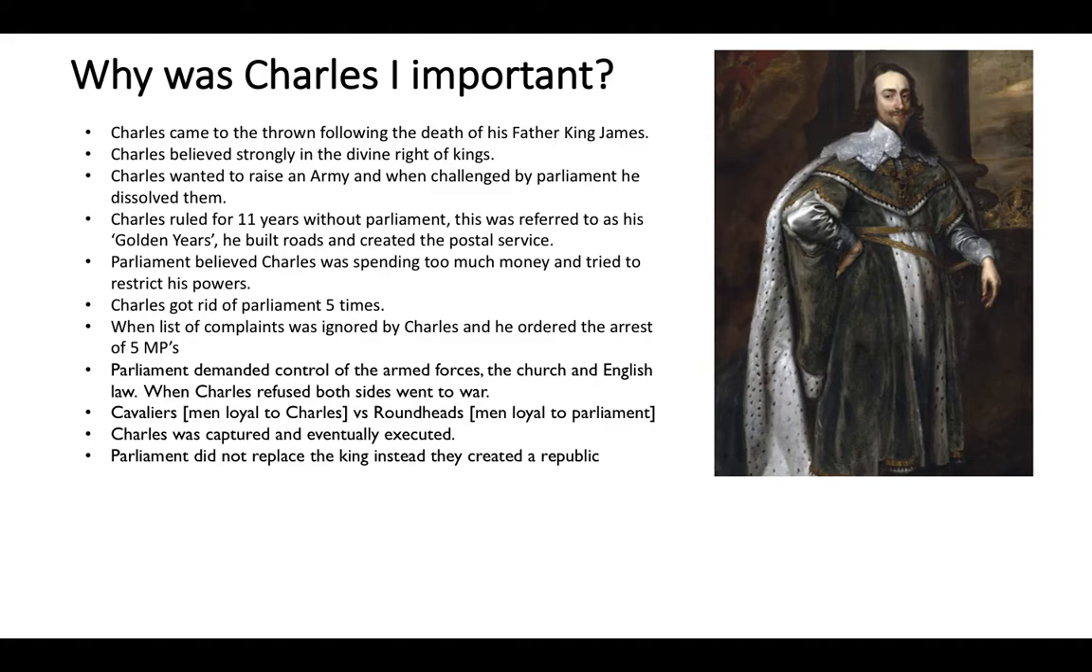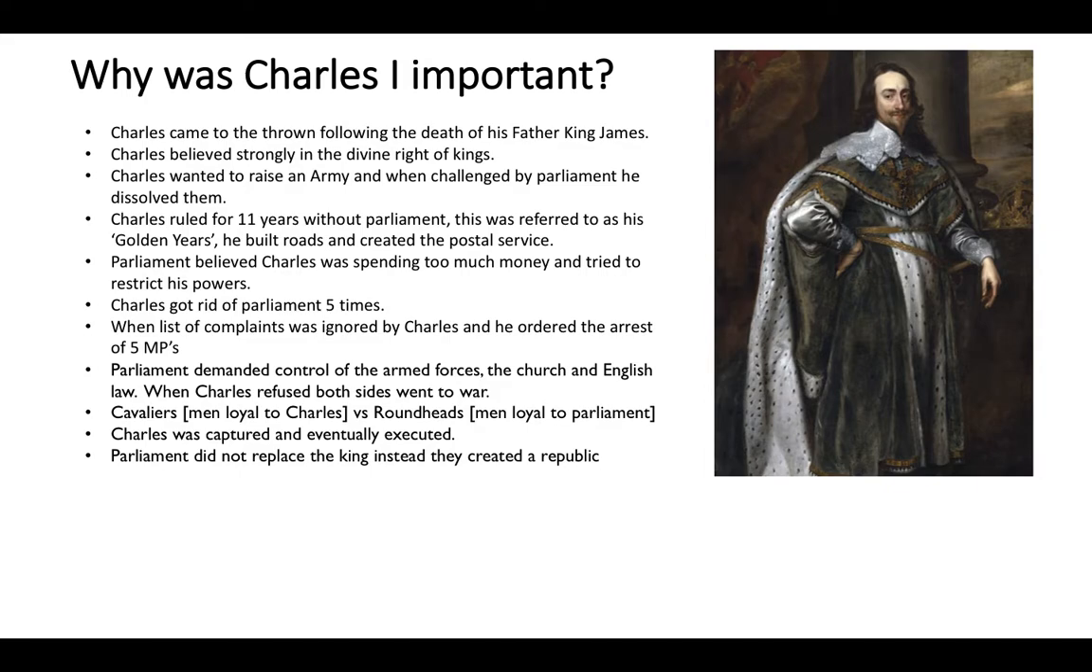But Parliament believed Charles was spending too much money. Charles actually gets rid of Parliament 5 times. He even goes as far as arresting 5 MPs. Parliament demands control of the armed forces, the Church of England, and the law. When Charles refuses, both sides go to war. We have the Cavaliers, the men loyal to Charles, versus the Roundheads, the men loyal to Parliament.